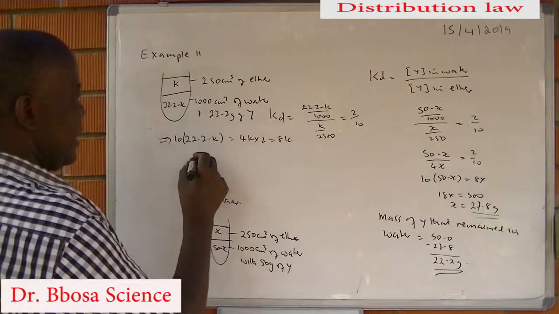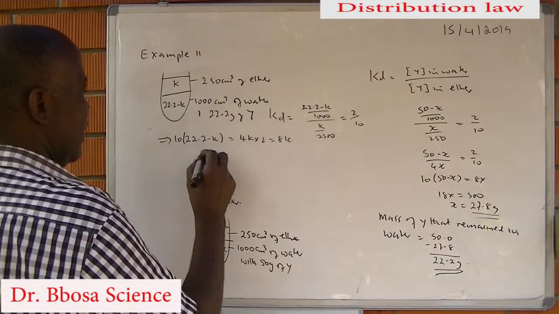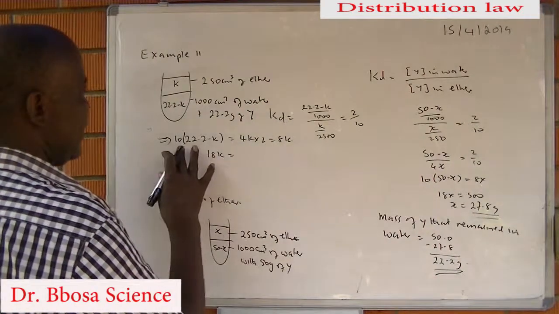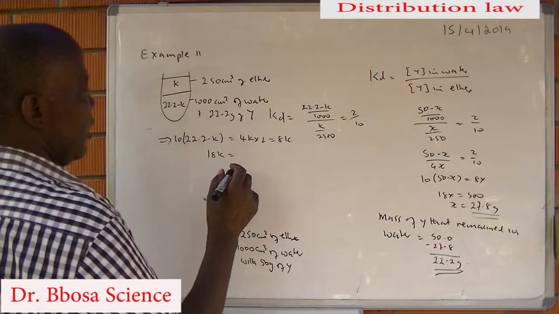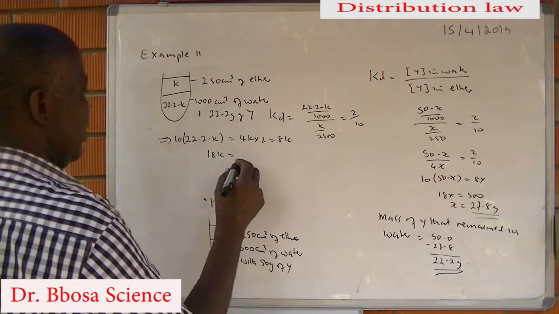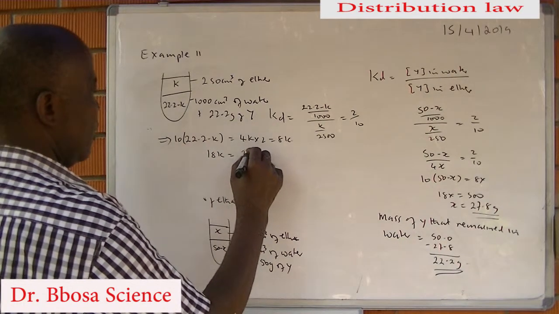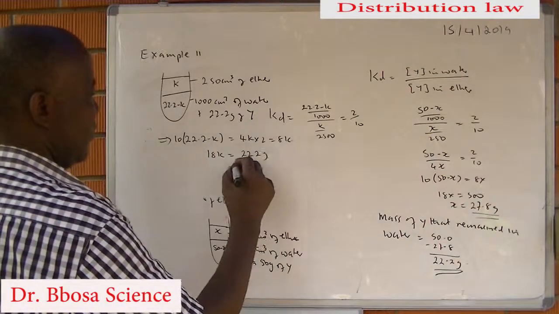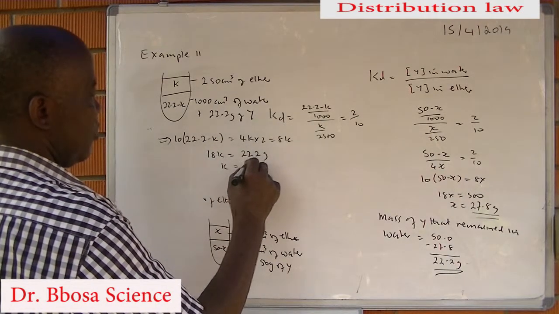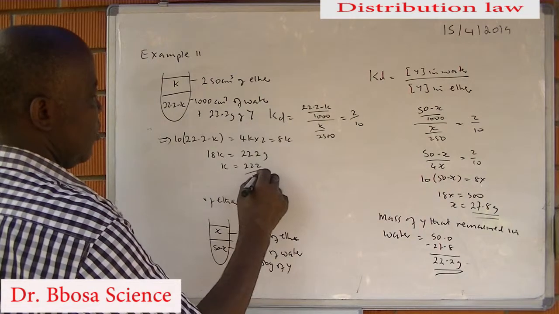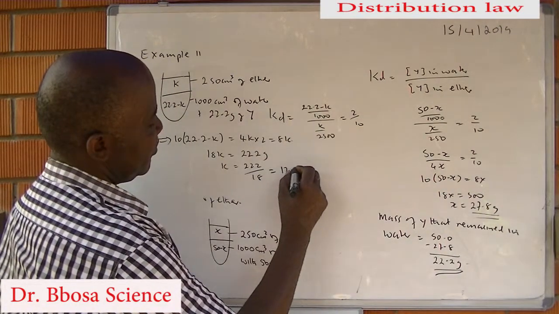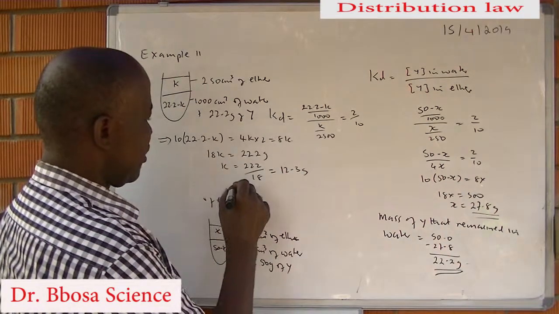It means that 18K, that is 8 plus 10K, will be equal to 222 grams. Then K will be equal to 222 over 18, which will be equal to 12.3 grams.